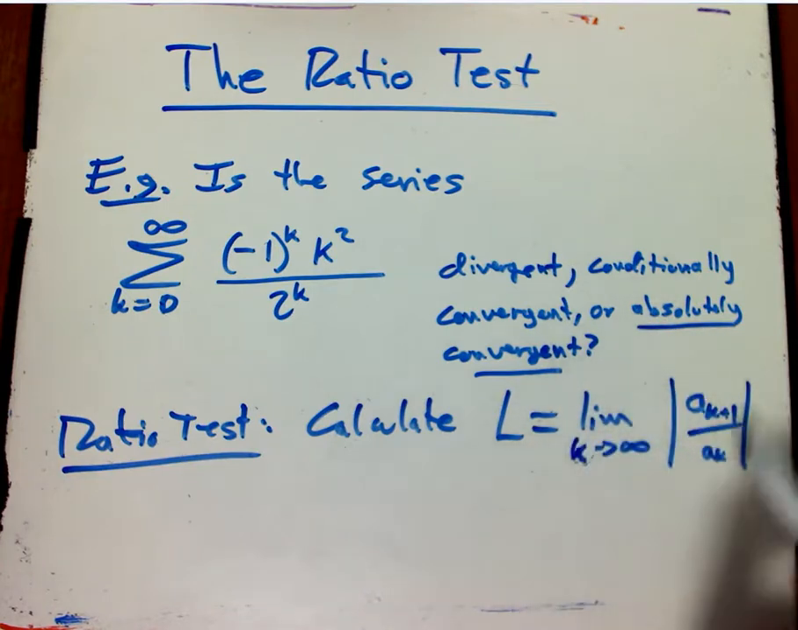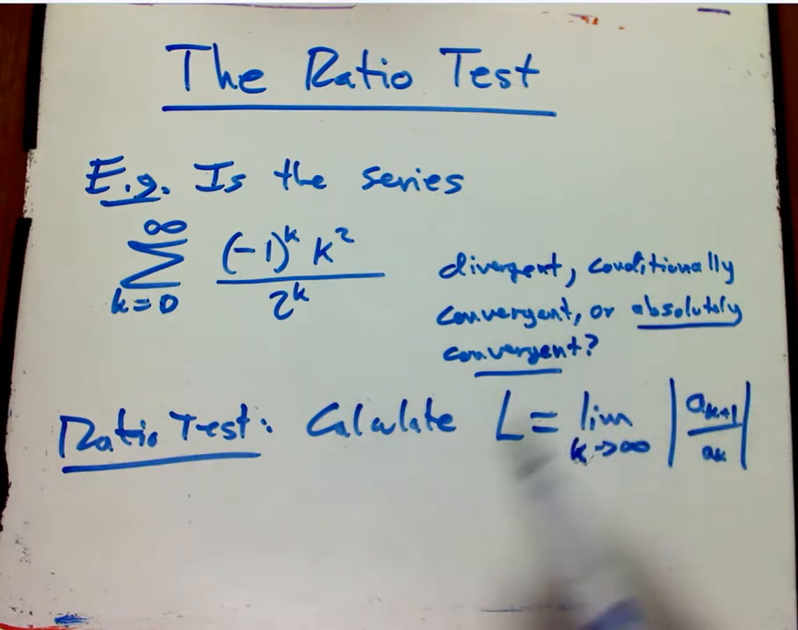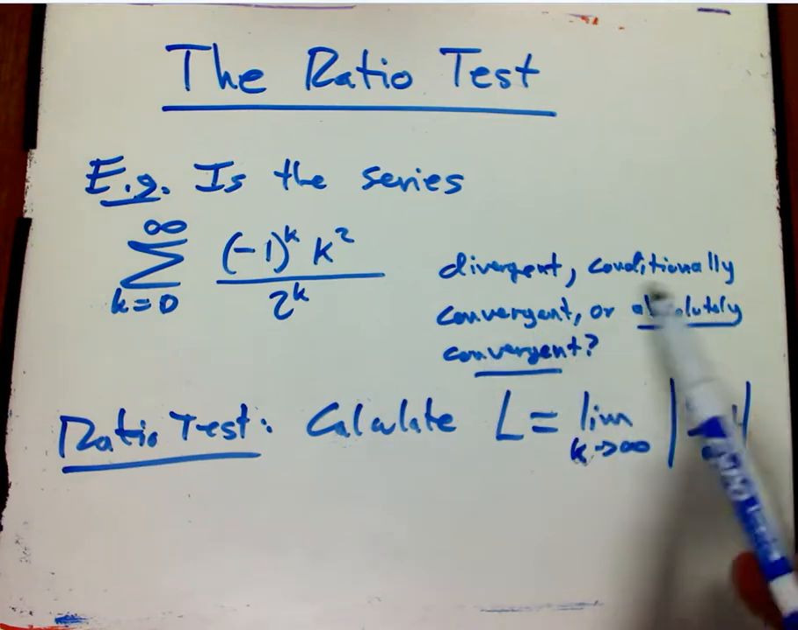So, the limit as k goes to infinity of the ratio. And notice I'm taking absolute values here. This is going to be a test that really only detects size issues. It can only detect absolute convergence.